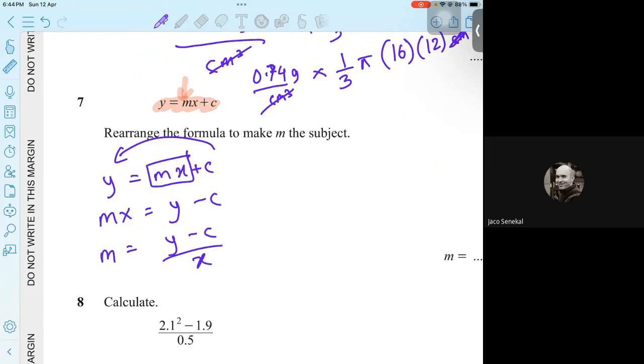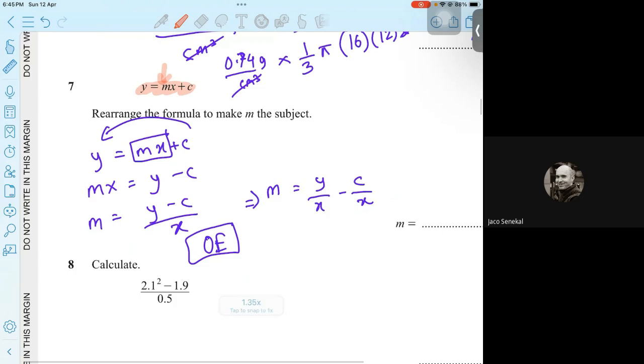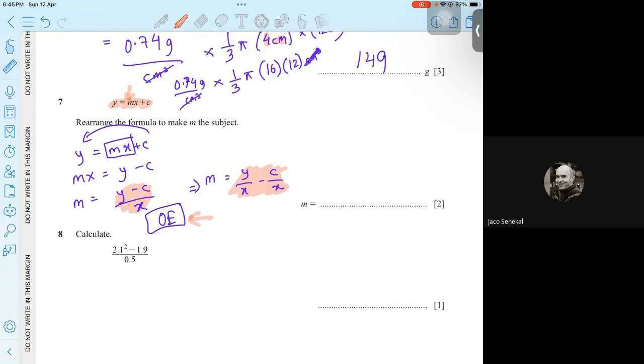I'm pretty sure the mark scheme has OE written for this answer, which stands for or equivalent, right? So basically, you would also have been allowed to write this answer as m equals y over x minus c over x. As you can see, both of these are exactly the same thing, but written in a different format. So this is what they basically mean by OE, or equivalent. You're going to see this very often in the mark scheme. So your answer is not wrong as long as it gives the correct mathematical equivalence. Okay? So this is y minus c over x.